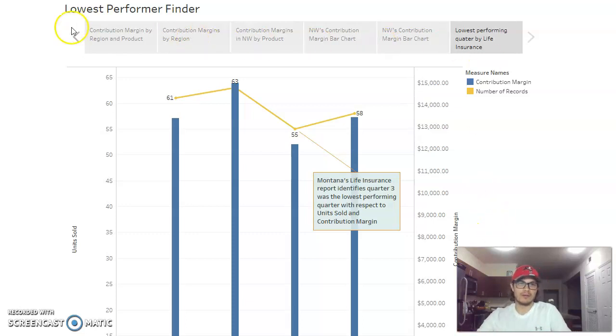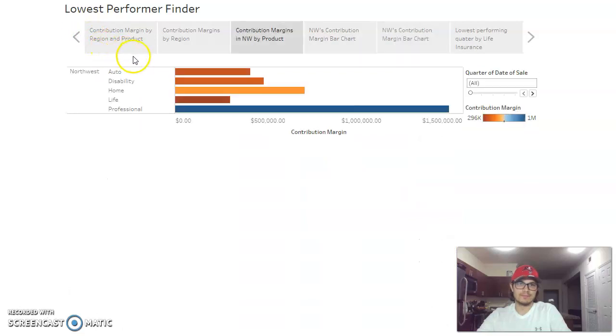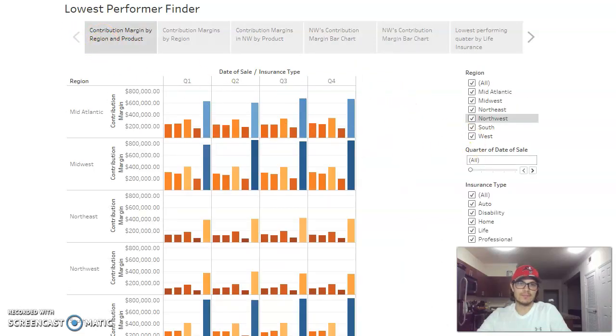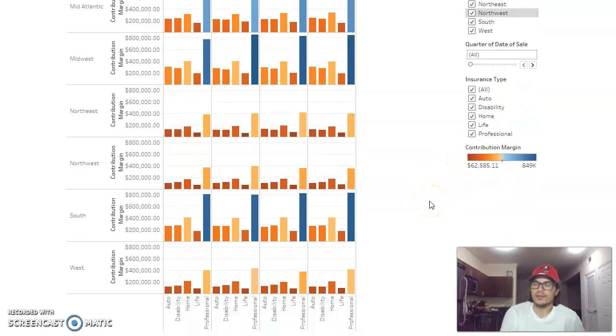Let's walk through it. Let's start from the beginning. Okay, let's talk about the data included and what we're looking for. So we have the regions mapped out here by quarter, and we're measuring their contribution margin. Down at the bottom here, we also have the products. I'll refer to the insurance policies as products.